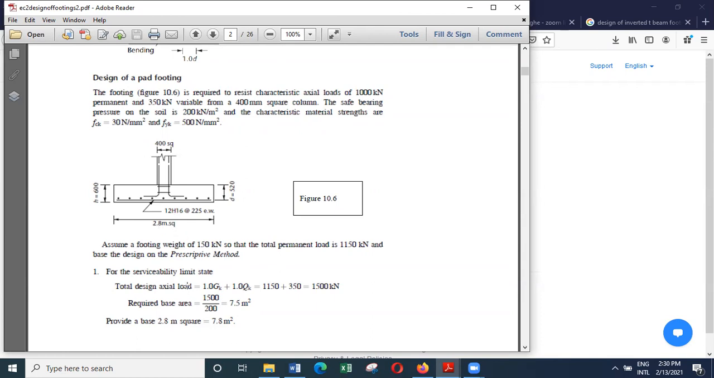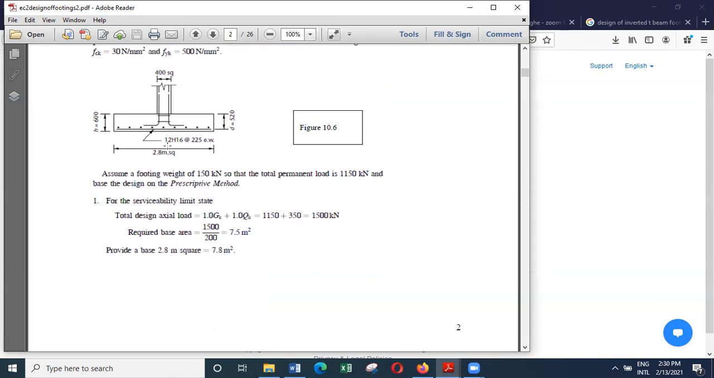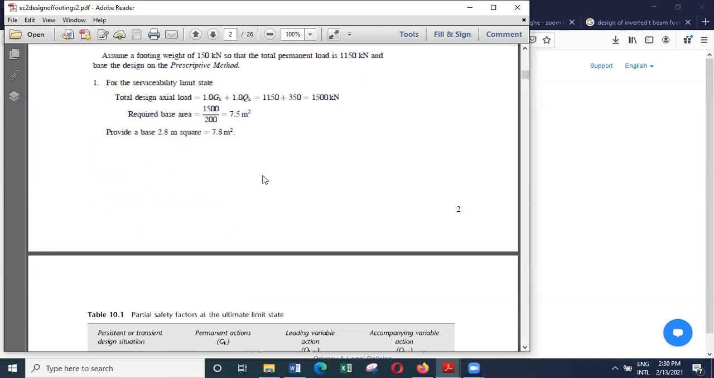If you look at the service load, the calculation has gone with a 150 kilonewton allowance for the weight of the base, and this 2.8 meter by 2.8 meter. When you are selecting the thickness, you have to select it in such a way that punching shear failures can be prevented, and you have a reasonable margin against punching shear failure, which means automatically you will end up with a reasonable thickness. So the size of the base has been selected at 2.8 meters.